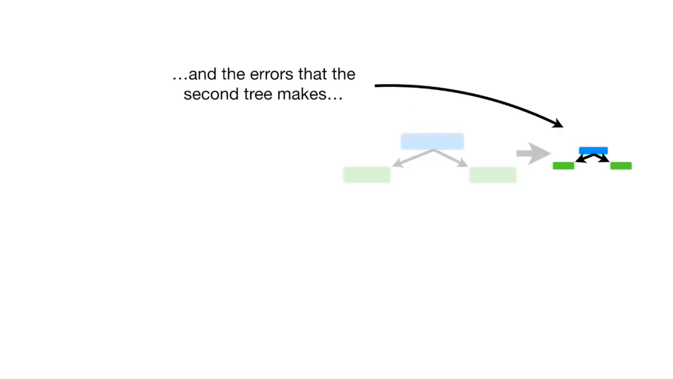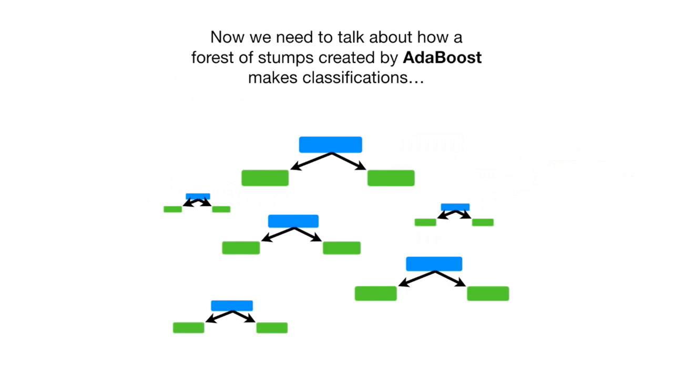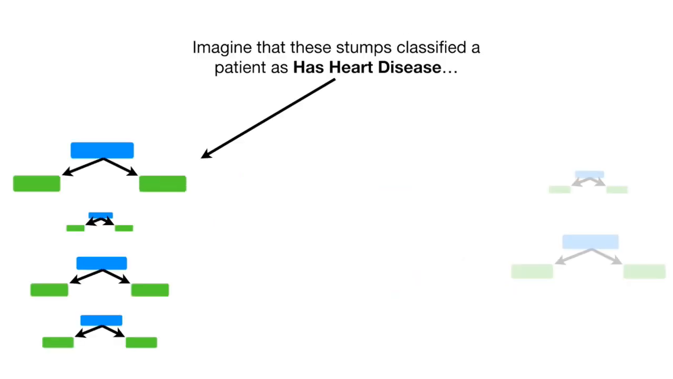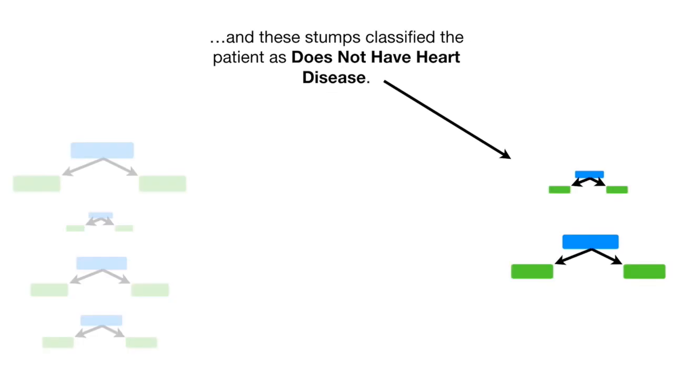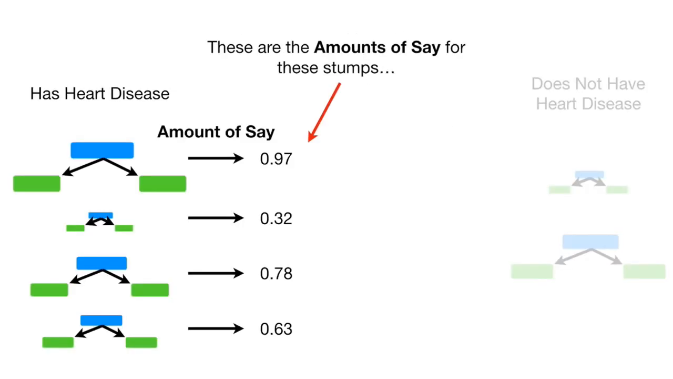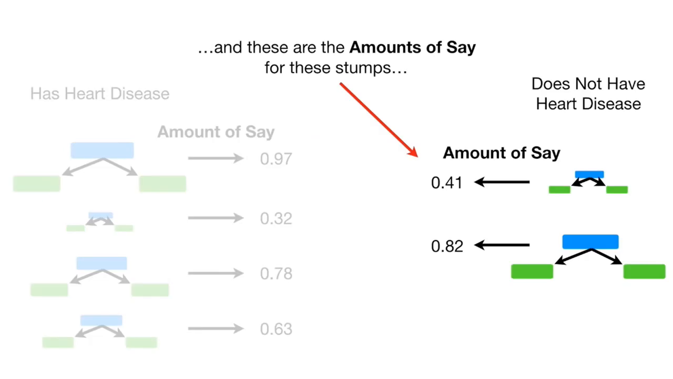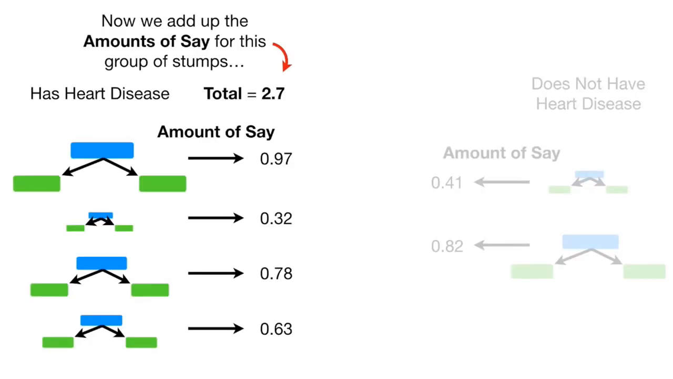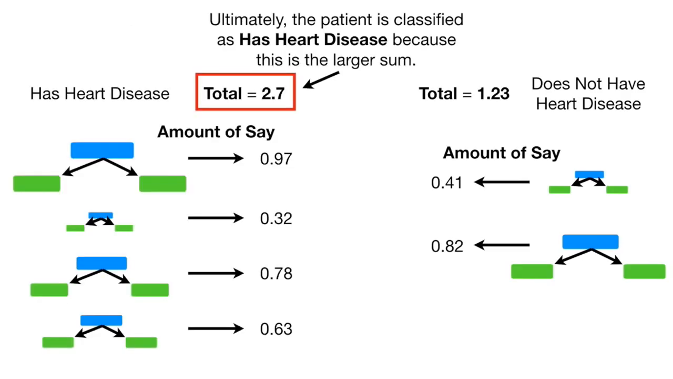Using stumps to make classifications. Now we need to talk about how a forest of stumps created by AdaBoost makes classifications. Imagine that these stumps classified a patient as has heart disease and these stumps classified the patient as does not have heart disease. These are the amounts of say for these stumps, and these are the amounts of say for these stumps. Now we add up the amounts of say for this group of stumps and for this group of stumps. Ultimately, the patient is classified as has heart disease because this is the larger sum.